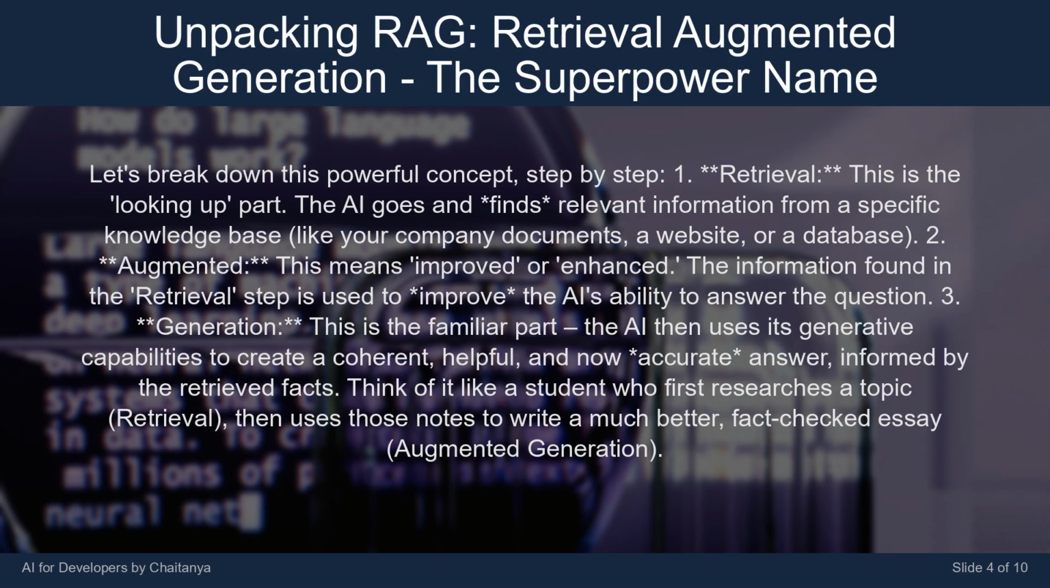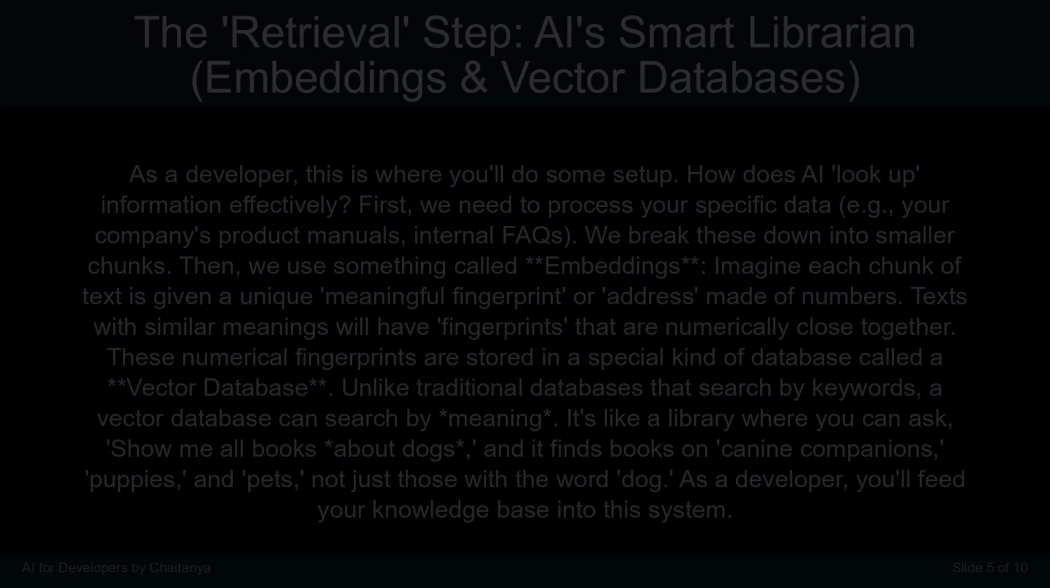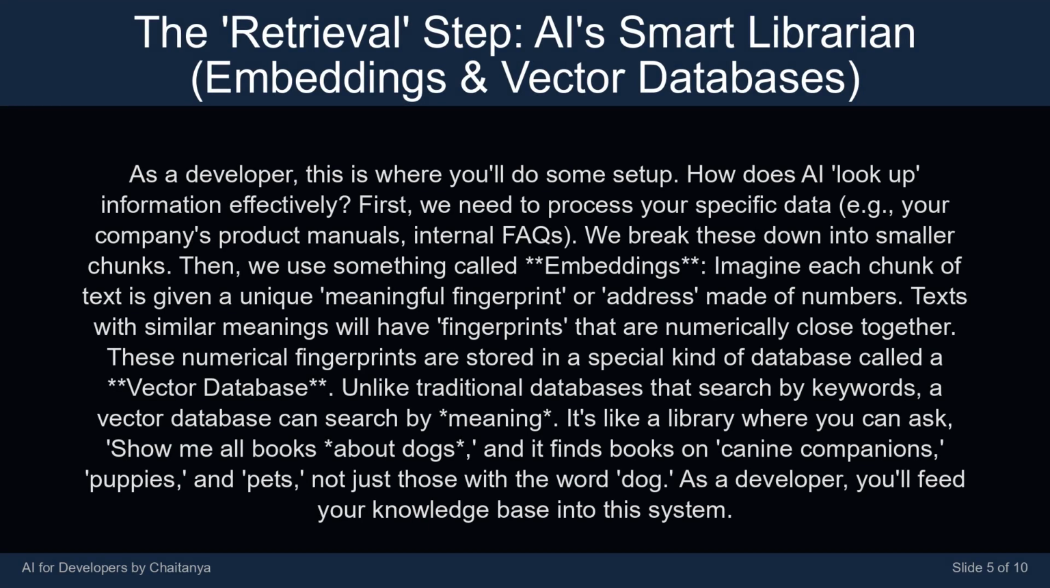The information found in the retrieval step is used to improve the AI's ability to answer the question. 3. Generation. This is the familiar part. The AI then uses its generative capabilities to create a coherent, helpful, and now accurate answer, informed by the retrieved facts. Think of it like a student who first researches a topic. Retrieval. Then uses those notes to write a much better, fact-checked essay. Augmented generation.